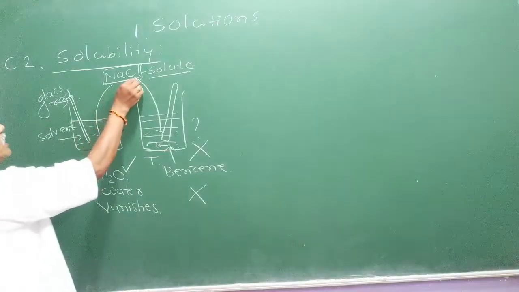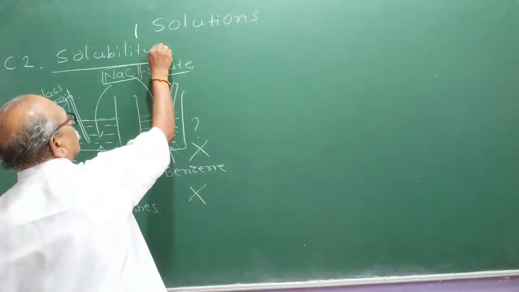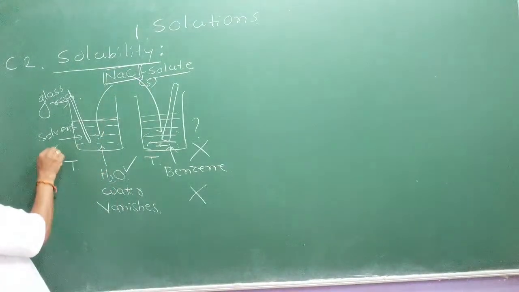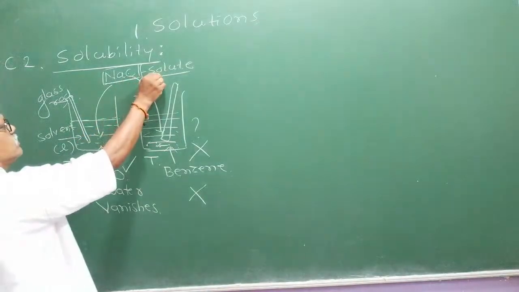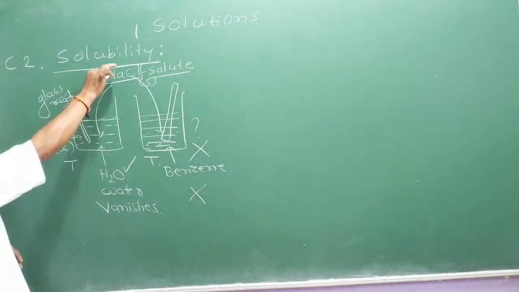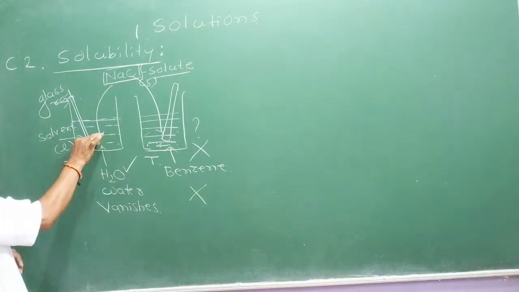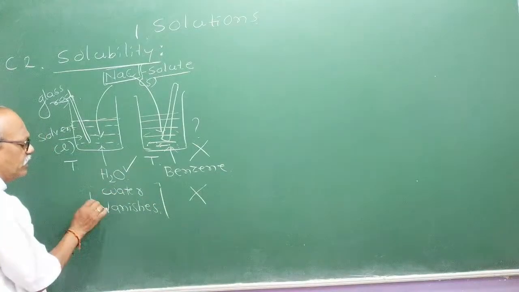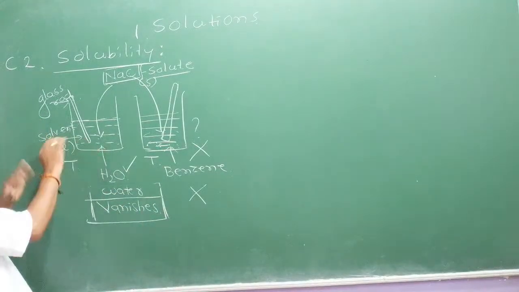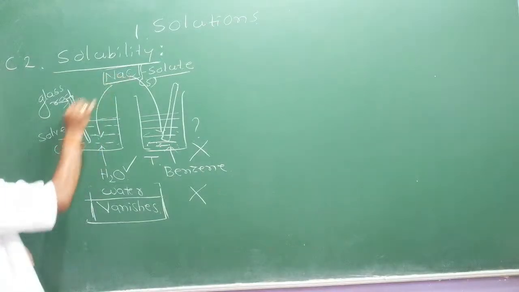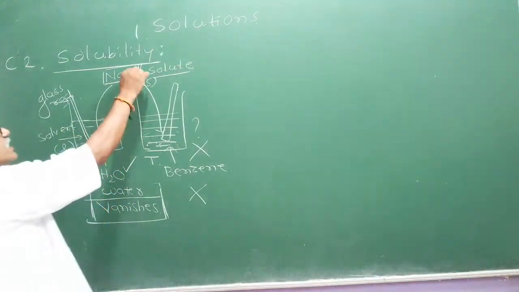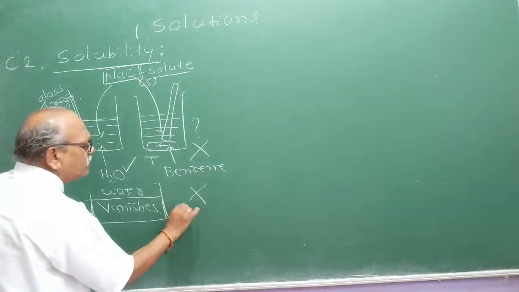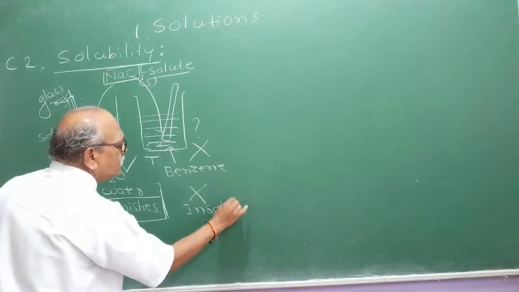Let us take the solubility of a solid. Sodium chloride is a solid solute, and water is a liquid solvent. When you put solid sodium chloride in water, after some time the particles do not remain visible. Then we say that sodium chloride is soluble in water, and insoluble in benzene. Why is it insoluble in benzene? Why is it soluble in water?